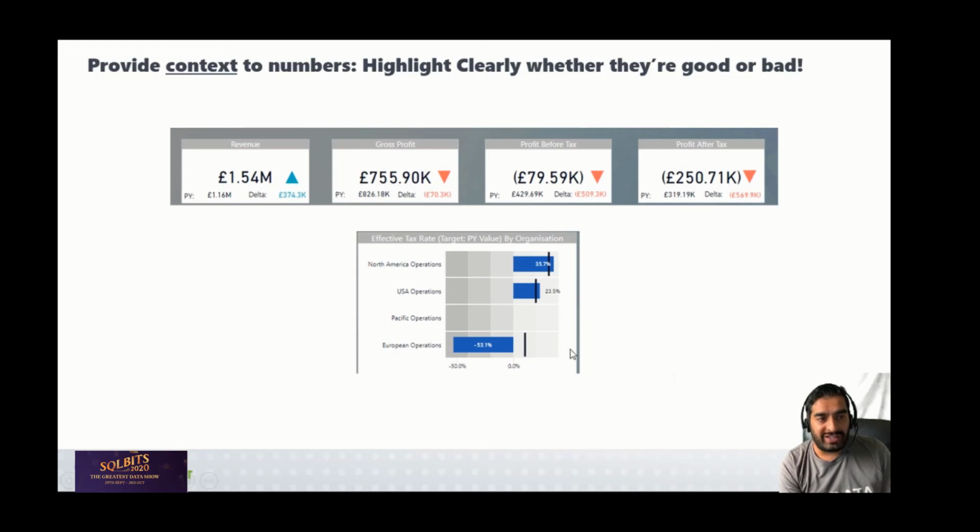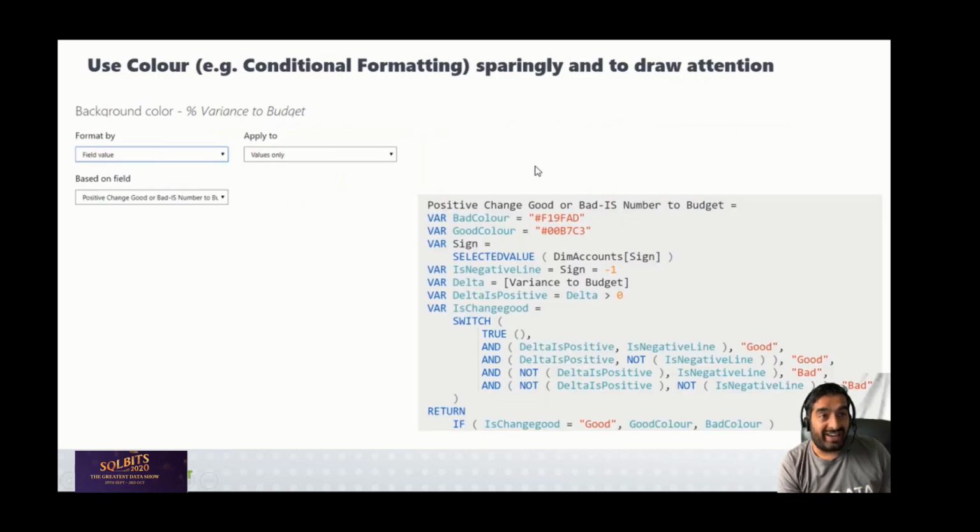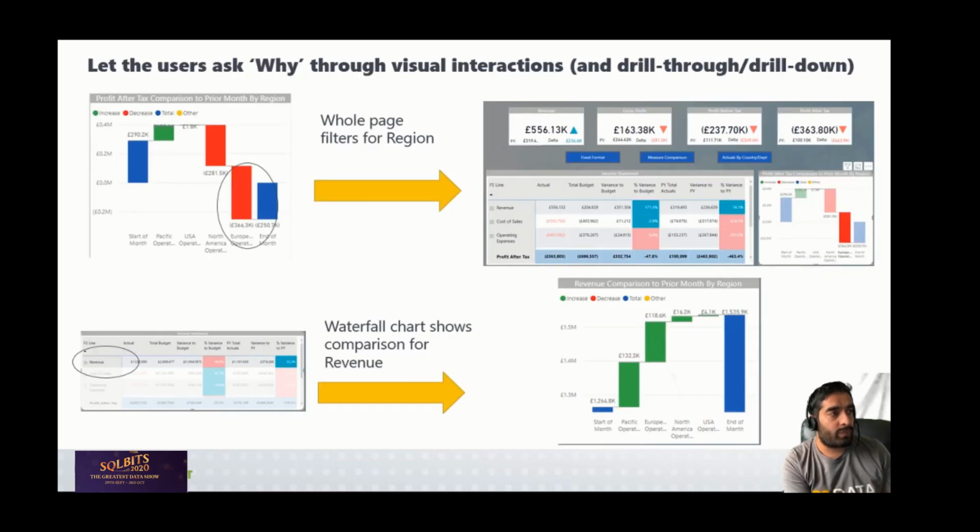So using these to provide context, using visuals, so choosing your visuals carefully. We've then got using color sparingly and to draw attention. So this is the kind of positive change, good or bad. I was saying on the income statement, we needed to use a bit more complicated measure to be able to work out whether a number going up or down is good or bad, depending on whether it's a revenue or an expense. And that's the measure there on the screen that I've been using to do that.